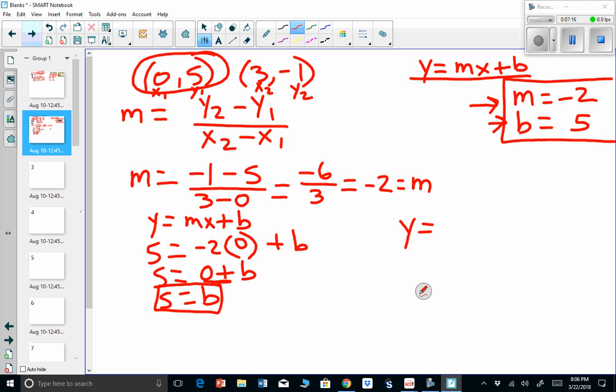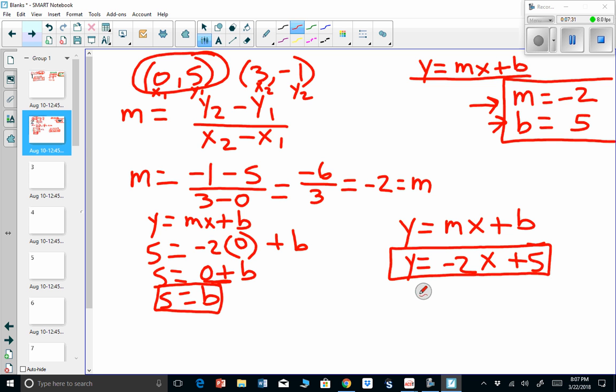Now we have the two things that we need to know. So we take our y equals mx plus b, and we plug in, keep the y, m is negative 2, keep the x, plus 5. That is the equation of a line that contains these 2 points in slope-intercept form.